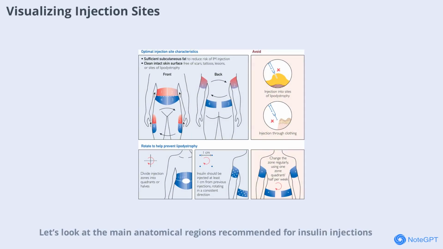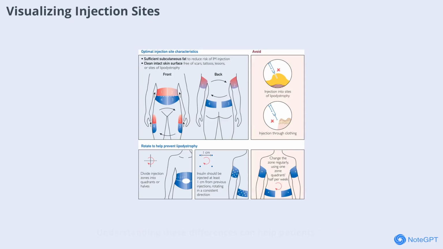Let's look at the main anatomical regions recommended for insulin injections. The most commonly used sites include the abdomen, thigh, upper arm, and buttocks or hip. Each area has its own absorption characteristics and suitability for different types of insulin. Understanding these differences can help patients choose the best site for each injection, optimizing their therapy and minimizing complications.